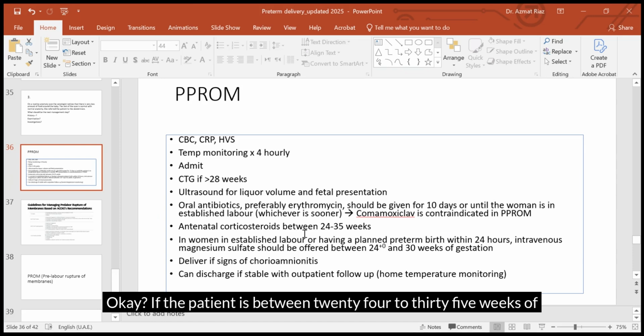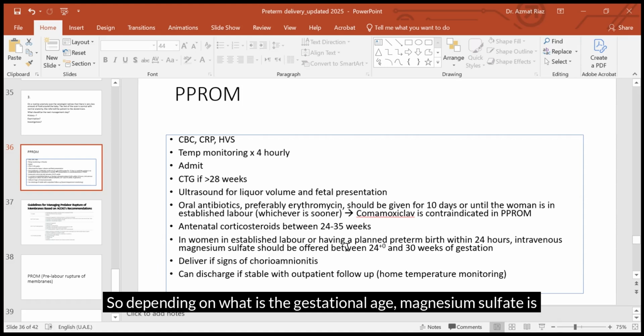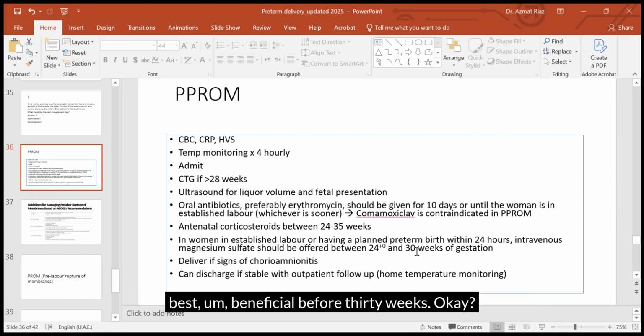Okay, if the patient is between 24 to 35 weeks of gestation, remember we have to give them corticosteroids. But should we tocolyse? Remember, tocolysis is contraindicated in PPROM. Okay. Also magnesium sulfate. Depending on the gestational age, magnesium sulfate is most beneficial before 30 weeks.